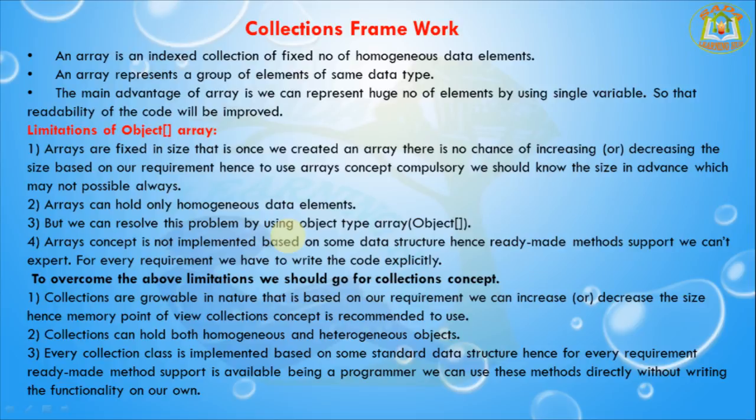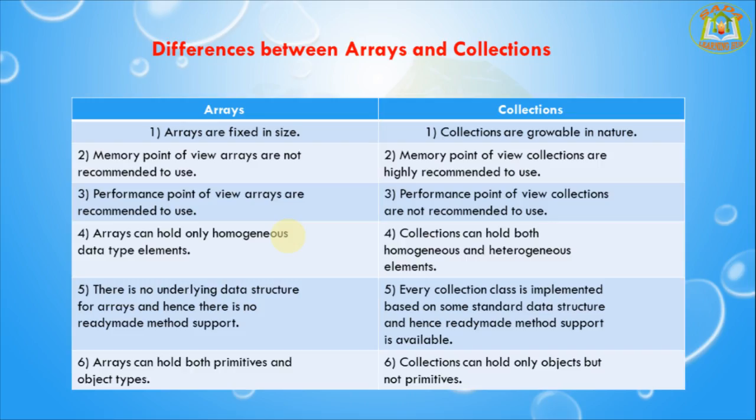Collections can hold both homogeneous and heterogeneous objects, but arrays only store homogeneous elements. Every collection class is implemented based on some standard data structures. Hence, for every requirement, ready-made method support is available. Being a programmer, we can use these methods directly without writing the functionality on our own. In collections there is ready-made code available, but in arrays there is no ready-made code.